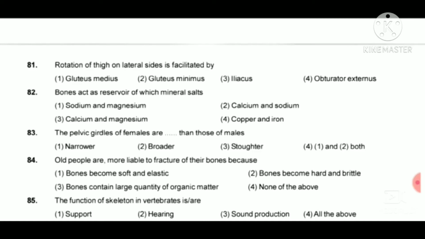The pelvic girdle of females is dash than those of males. First is narrower, second broader, number 3 stouter, number 4 1 and 2 both, and the answer is option number 2, broader. Next is question number 84. Old people are more liable to fracture of their bones because number 1, bones become soft and elastic, number 2, bones become hard and brittle, number 3, bones contain large quantity of organic matter, number 4, none of these, and the answer is option number 2, bones become hard and brittle.